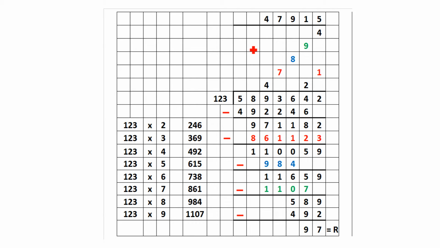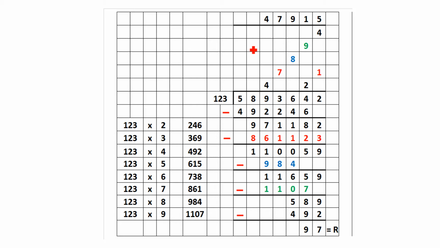In this division, we're dividing 123 into 5, 8, 9, 3, 6, 4, 2. Worked out a little table to the left, 123 times 2, times 3, all the way down to 9. So when we start off, 123 is going into a 3-digit number. 5, 8, 9: 123 goes in 4 times, that's 492, and 123 goes into 364 2 times, that's 246. We do the subtractions, we got 97, we got 118, bring down the 2.